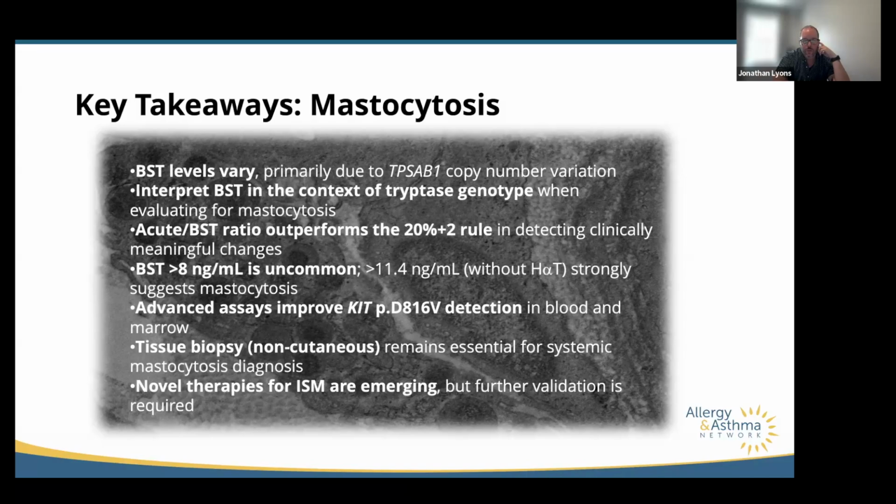That 20% plus 2 rule works great for patients with normal tryptase levels, but really that ratio is important to consider when we're talking about patients with high levels. We have better assays than we did, but hopefully we'll have even better assays to detect these gain-of-function variants very soon. But currently we still have to use a biopsy of a non-skin tissue in order to make the diagnosis of mastocytosis. So I think we have a ways to go in terms of non-invasive diagnostic testing. And finally, it's exciting that we have a drug approved for ISM, and hopefully we'll have others in the not too distant future to help our patients better.